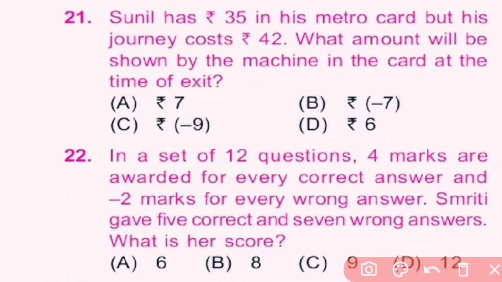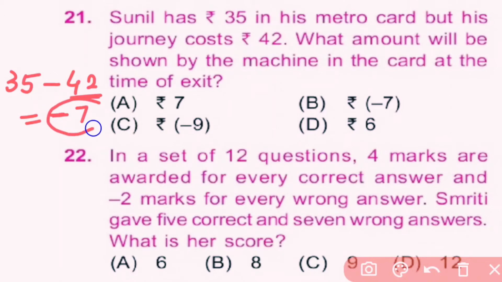Question number 21. Sunil has rupees 35 in his metro card but his journey costs rupees 42. What amount will be shown by the machine in the card at the time of exit? He has 35 in the card and his journey costs 42 rupees. So here plus minus minus, and the sign is of the big number. 42 minus 35 is 7. So the machine will show minus 7 rupees at the time of exit. So B is the correct answer.